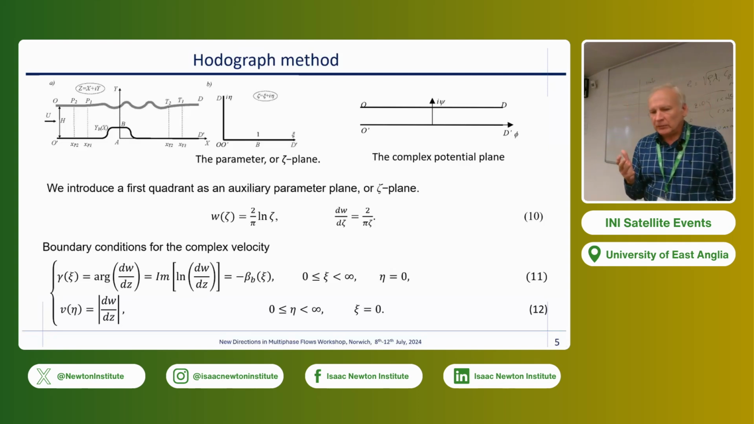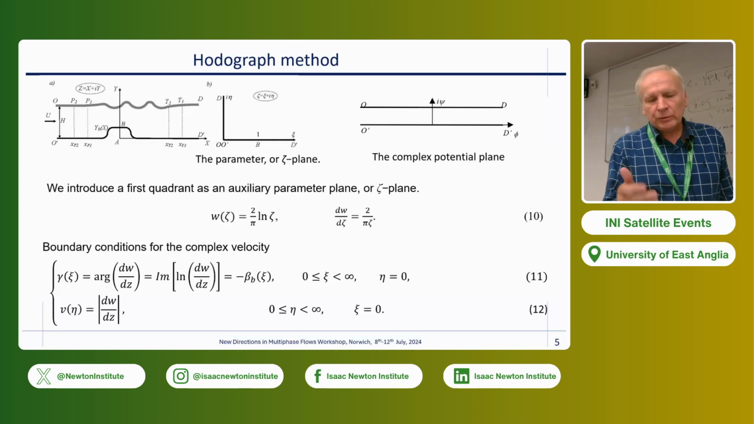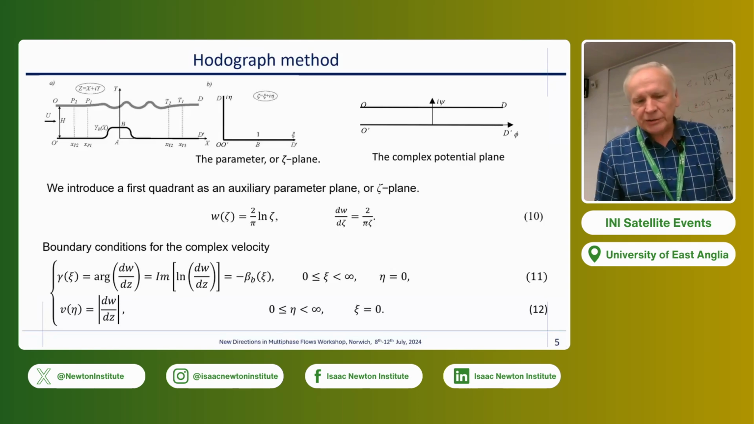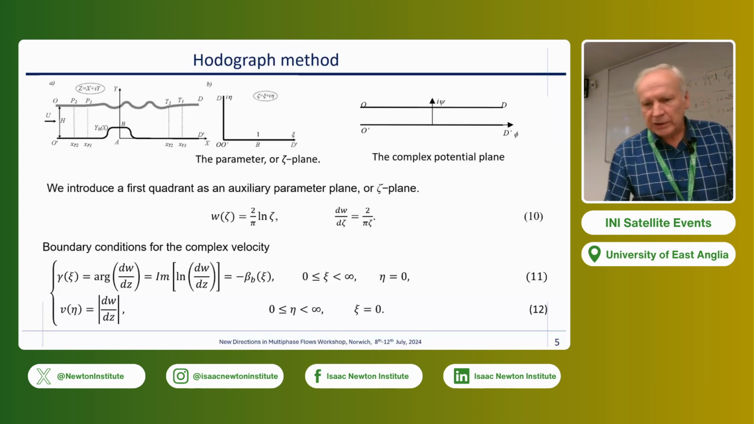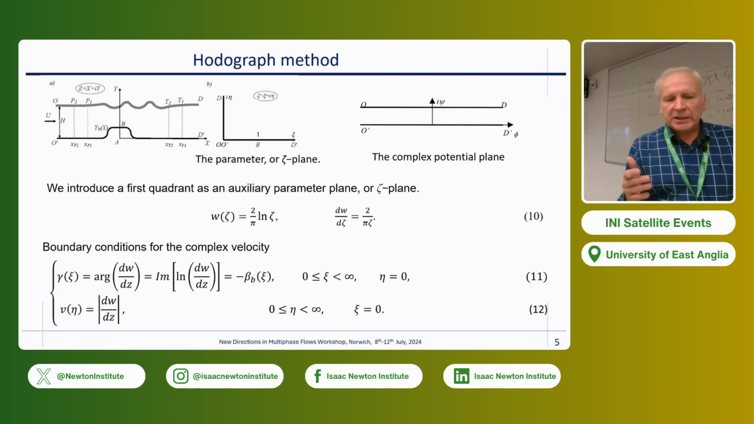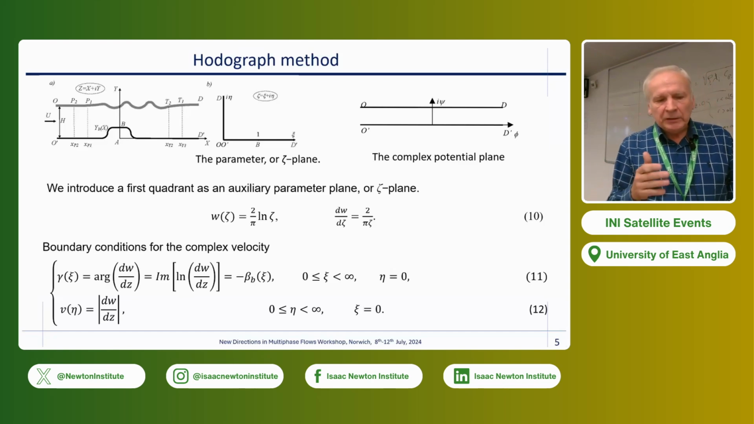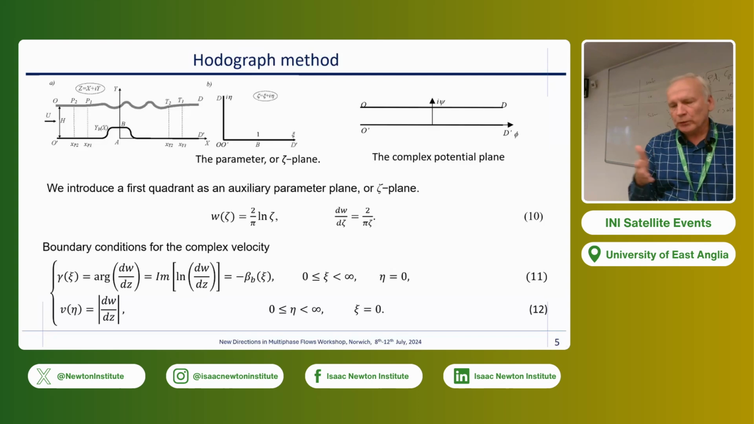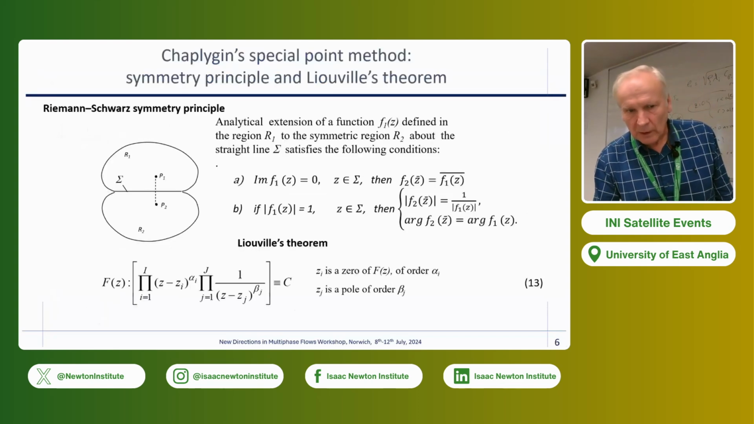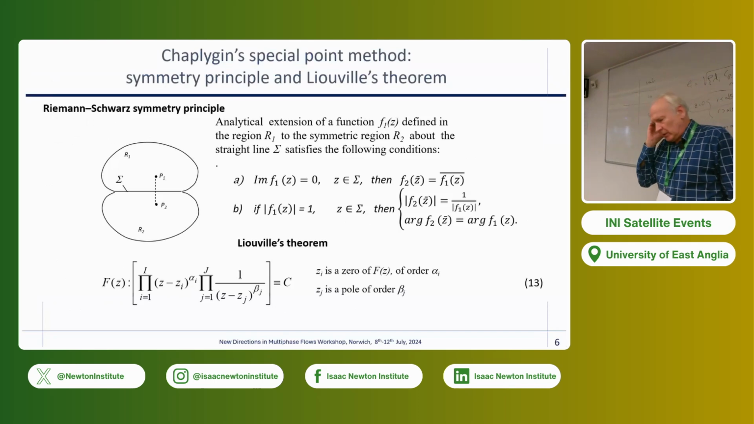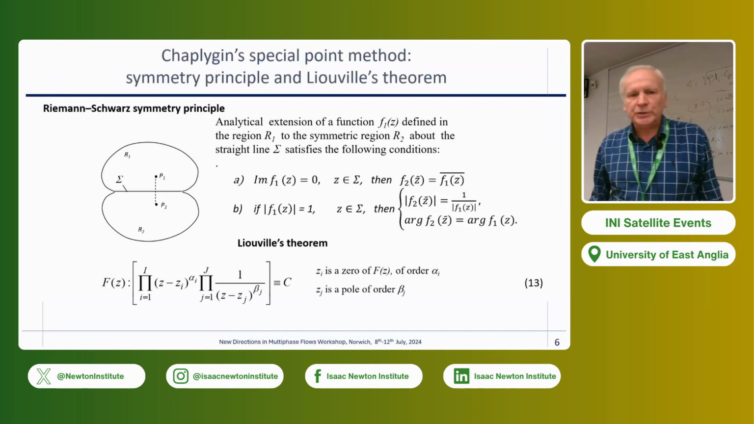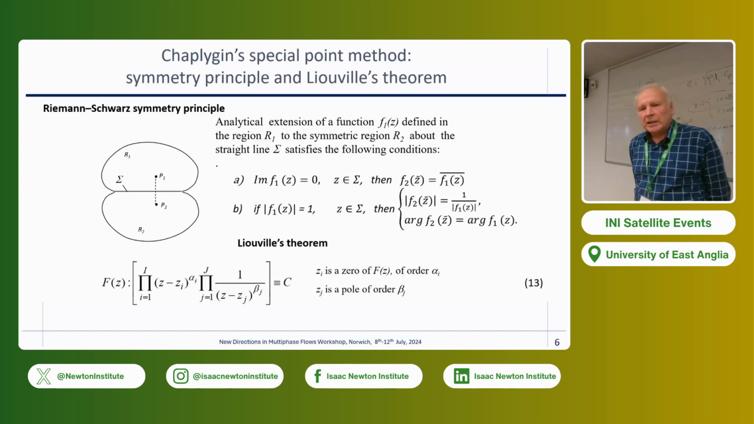We need an integral formula which recovers a complex function from its boundary values on the real and imaginary axis of the first quadrant, as shown in equations 11 and 12. I need to say that because flow is steady, velocity direction coincides with the slope of the bottom. To derive this integral formula, we use Chaplygin's special point method. It is based on two fundamental things: first is the symmetry principle, and second, Liouville theorem.